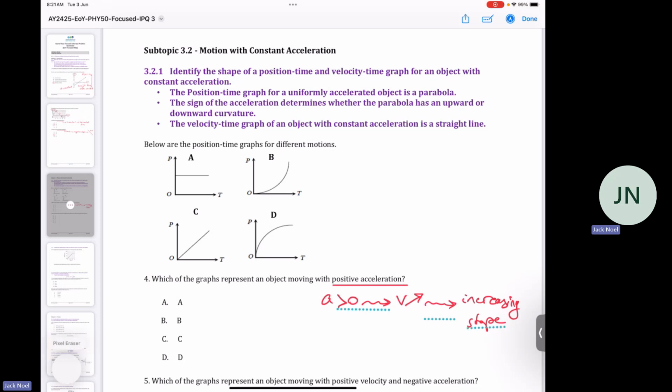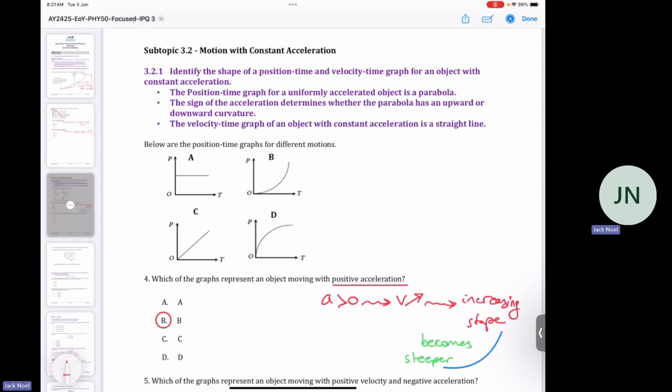The increasing slope looks something like this. I'm going to draw it for you. Here the slope is increasing. So here we can say that the graph becomes steeper. So in which case is the graph becoming steeper? The only case is B. All right.